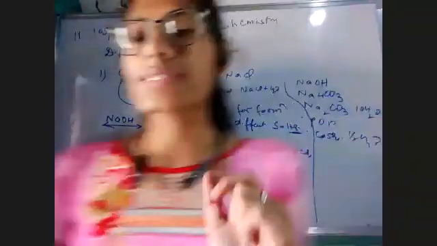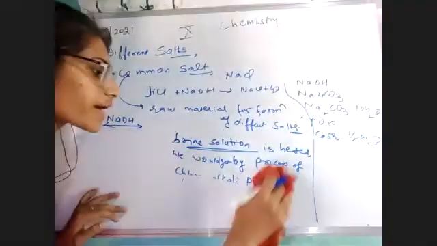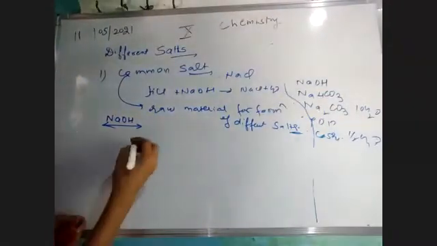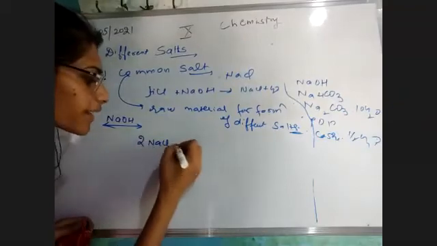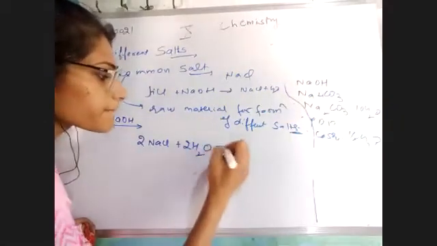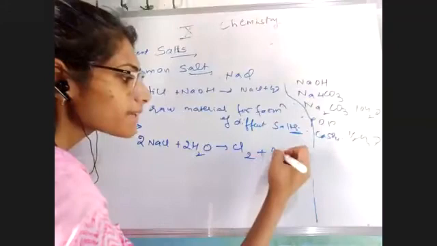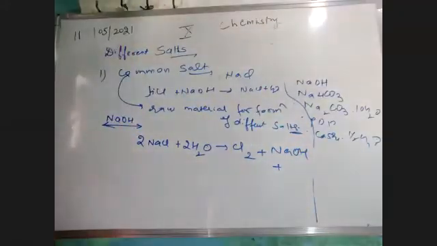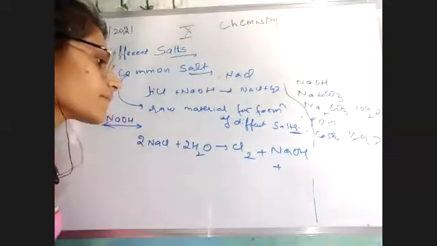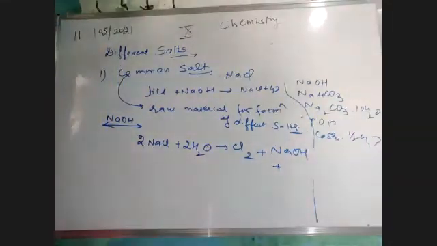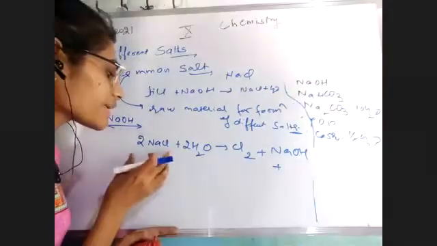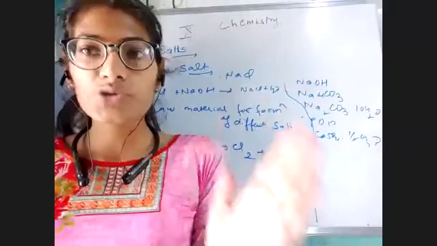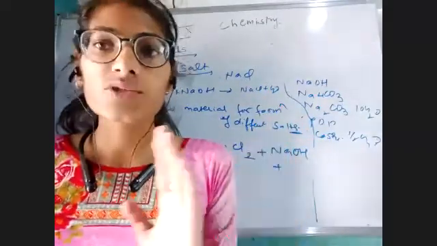Whenever we just start to heat our sodium chloride, suppose I'm saying that I'm starting to heat my sodium chloride with water, it would make chlorine plus NaOH. Yes, it's completed. So what we have seen is that whenever we are heating our brine solution, it would be separated out in two different forms, the anode as well as the cathode.